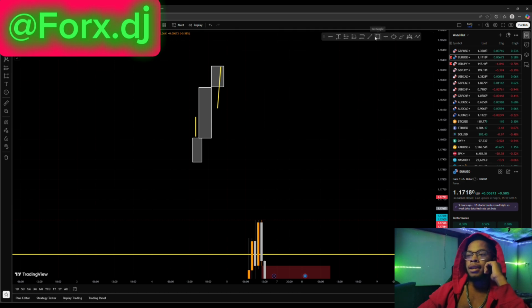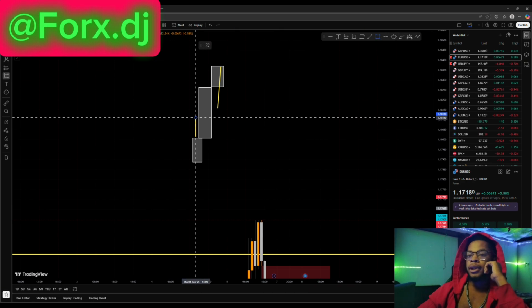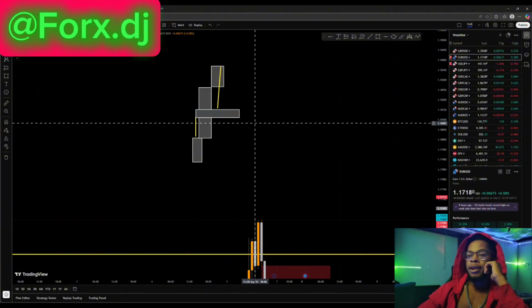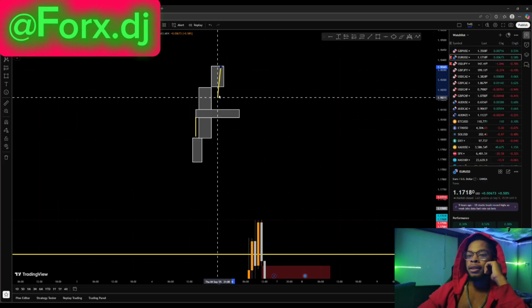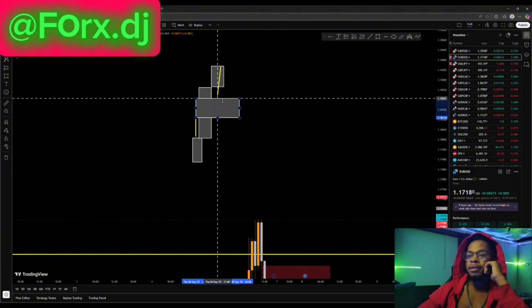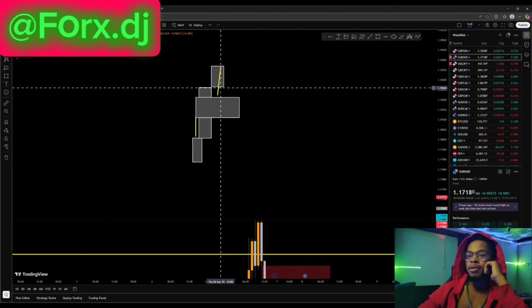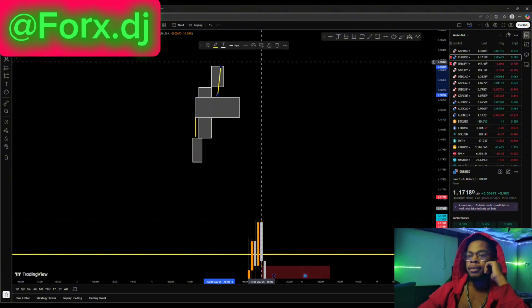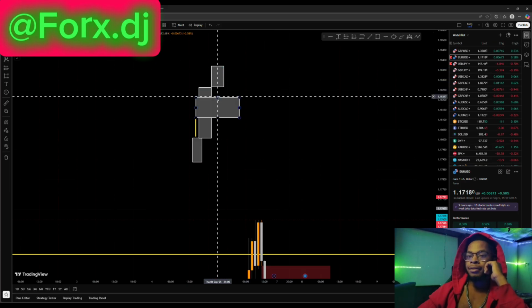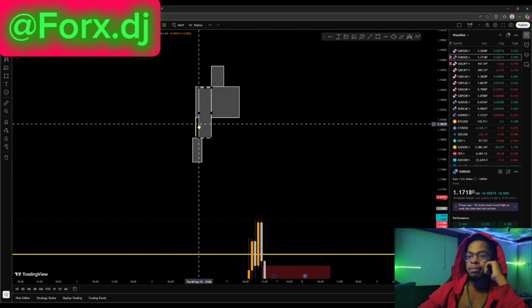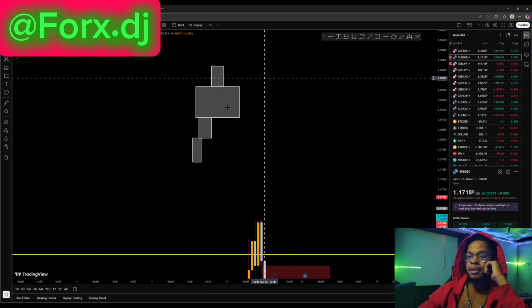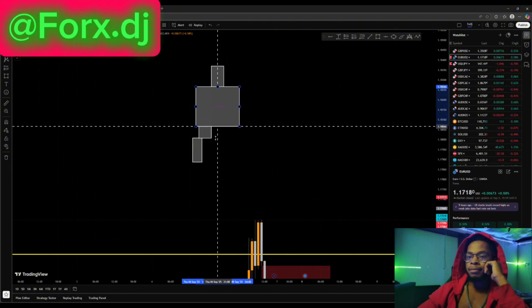Where's the gap, you may be asking? Wick to wick. Doesn't matter how small it is, because the wick could be way up here. Still from wick to wick. There is no wick. Wick to body. There's no wick on either one of them. Body to body. You know what I'm saying?